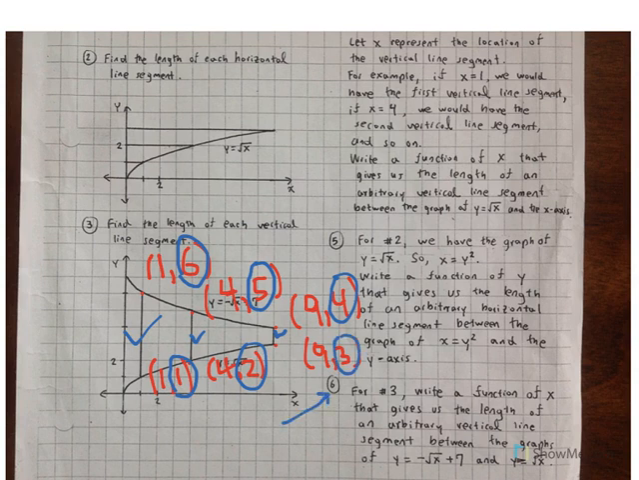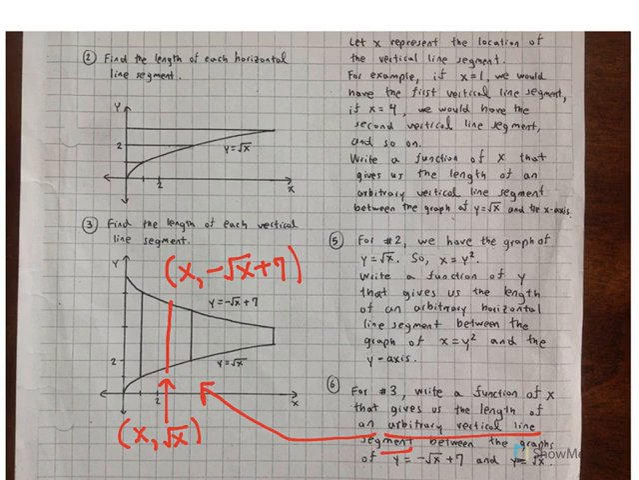So what is number 6 about? It is about taking our observations from number 3 and generalizing them to an arbitrary vertical line segment between these two graphs. And again, by arbitrary, we mean it could be anywhere between the two graphs. So in number 3, we were looking at 3 specific vertical line segments between the two graphs. The first one was located at x is equal to 1. The second one was located at x is equal to 4. And the third one was located at x is equal to 9.